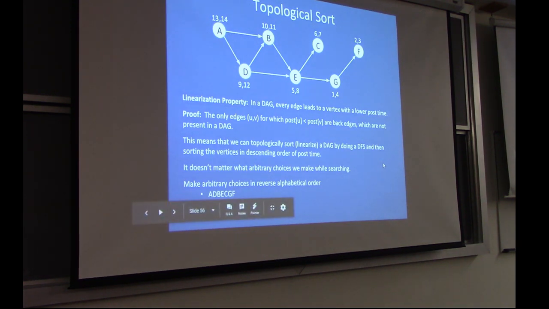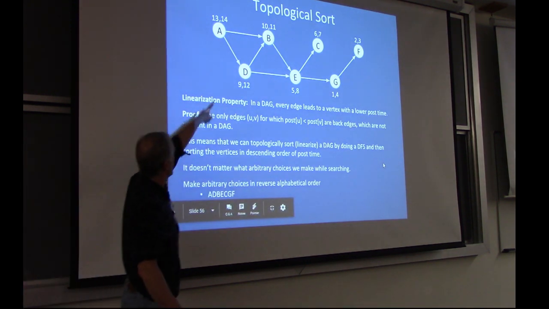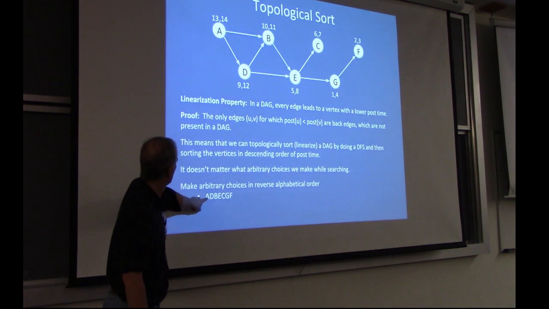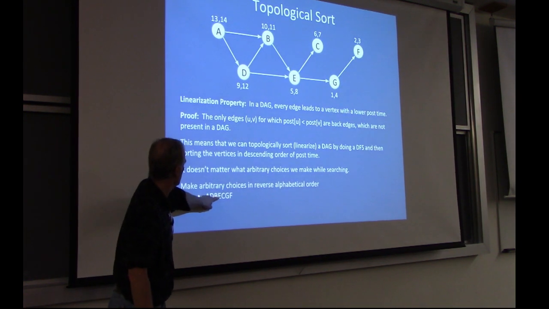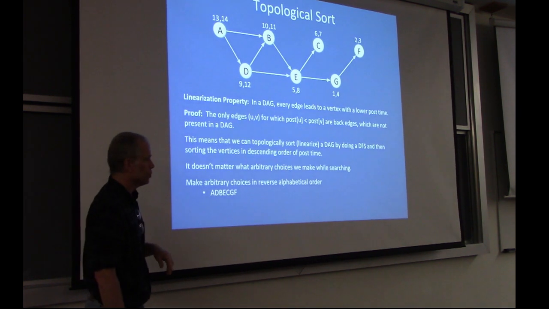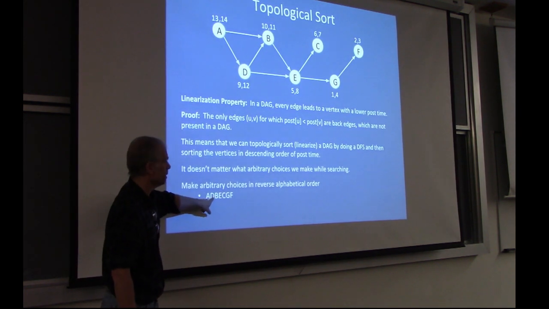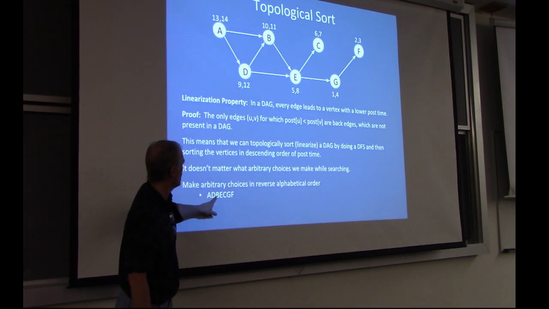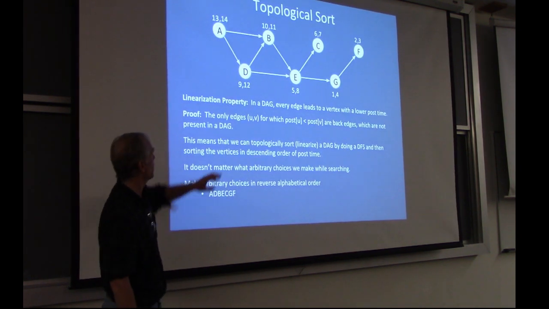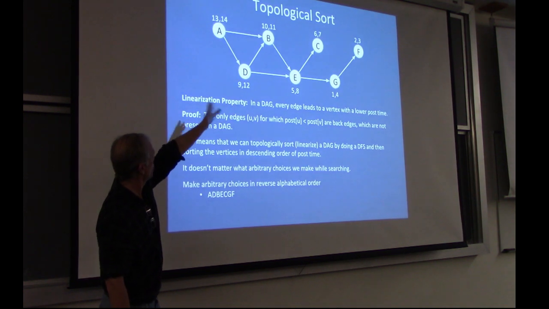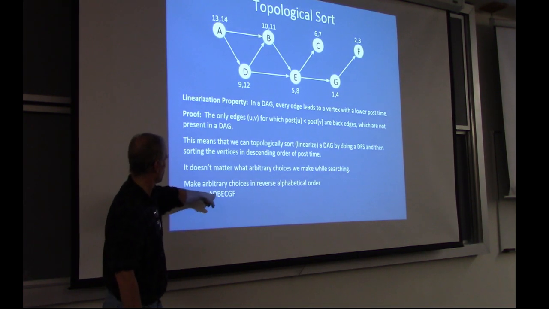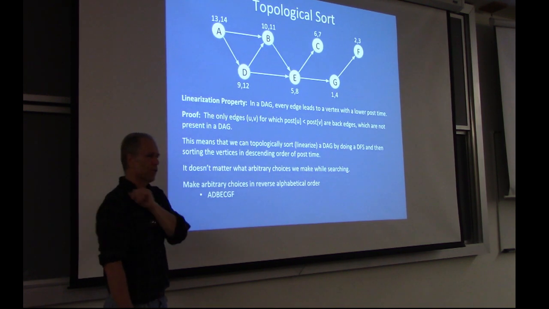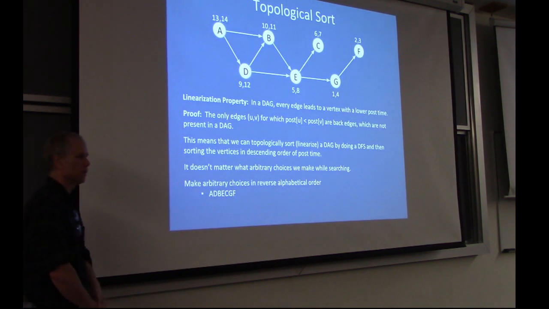So this is the sort that comes out of that graph. A has the highest post time, D has the next highest, B, and so on. And what you see is you pick any vertex, like D, we're guaranteed that every vertex that is reachable from D comes after D in the sort. Every vertex is reachable from D except A, and so it occurs after D. Now what about C? Does every vertex reachable from C come after it in the sort?